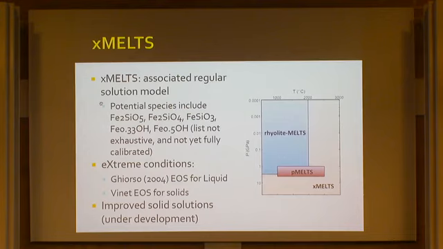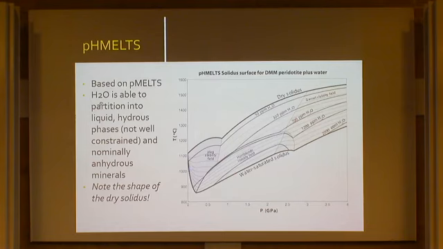And we were working on putting chrome into garnet, which is one of the major problems with MELTS and pMELTS, and other improvements to the solid solutions. pH MELTS, that's Paul's model, is based on pMELTS, something very similar, and it allows water to partition into the liquid and hydrous phases, the thermodynamic part of the algorithm. It can also partition it as a trace species into anomalous and hydrous minerals.